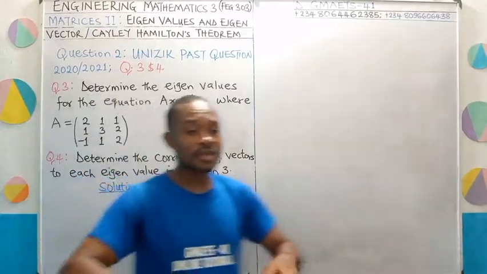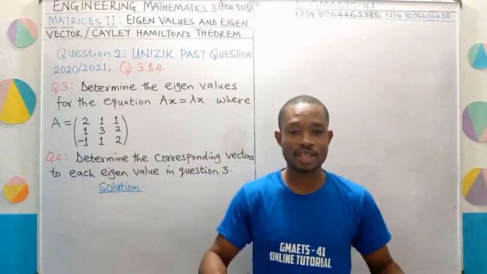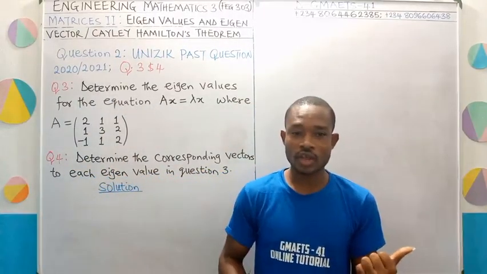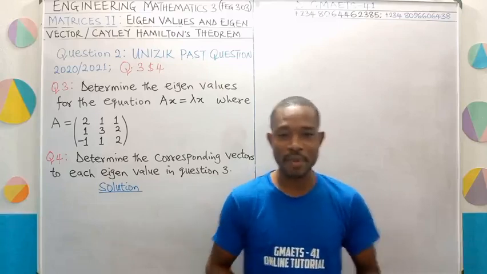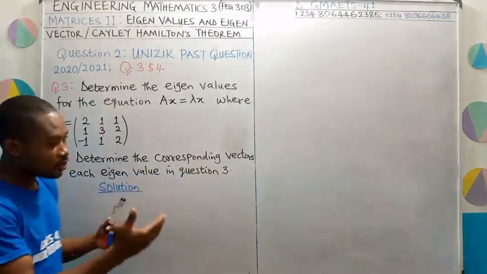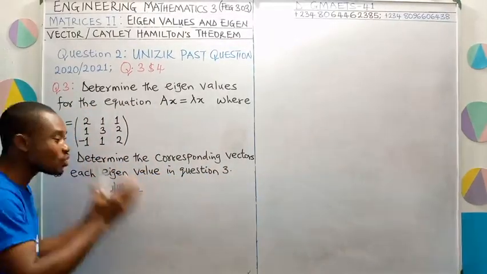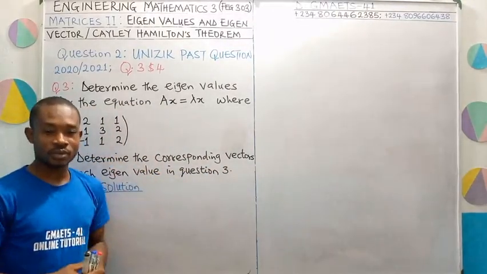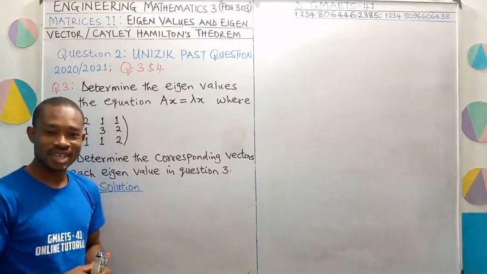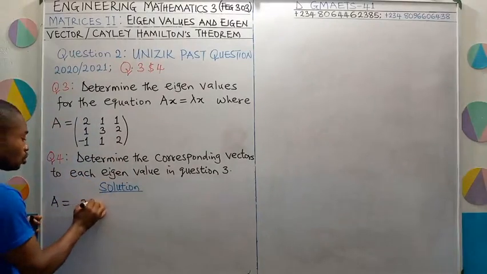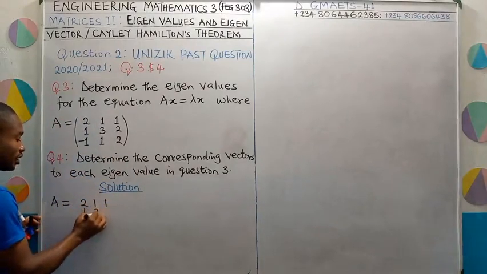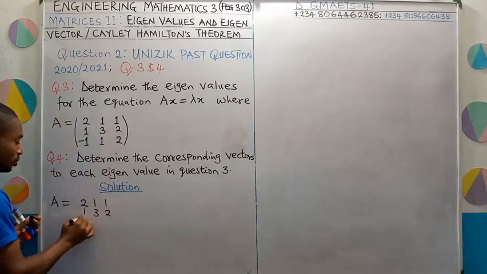Now, this problem is essentially similar in the way we handle it to the one that we solved previously in question 1. The only difference is that this is a 3 by 3 square matrix. Hence, we're going to be pretty fast in handling this because we already have laid the foundation. Shall we do this together, please? Now, the matrix given to us is A equal to 2, 1, 1, 1, 3, 2, and then minus 1, 1, 2.